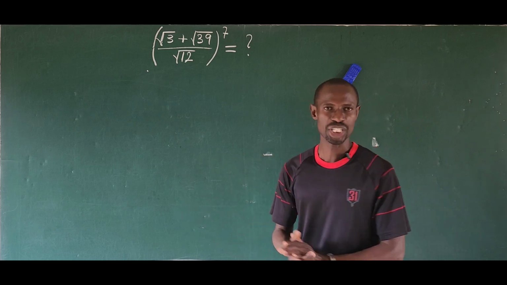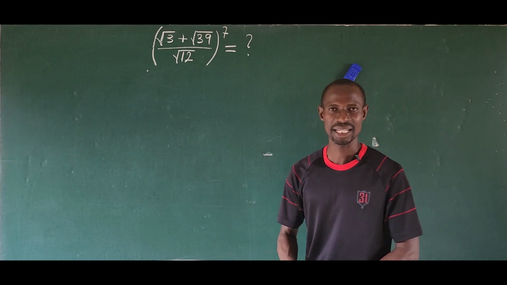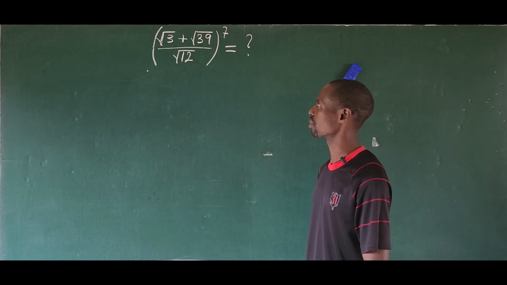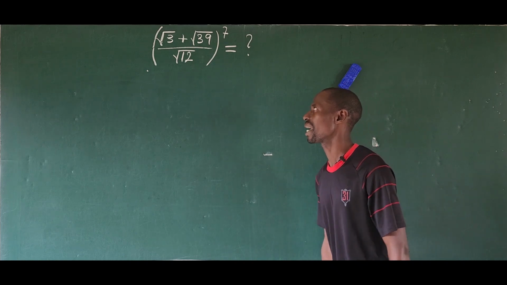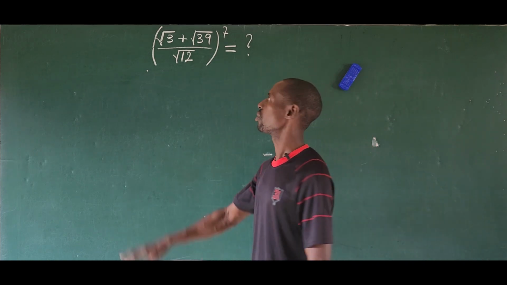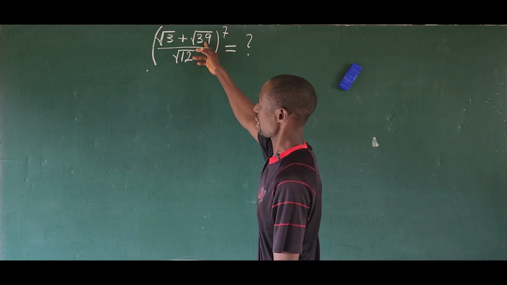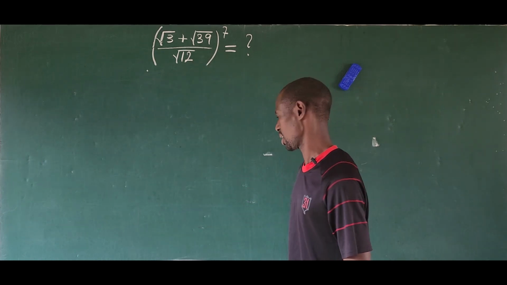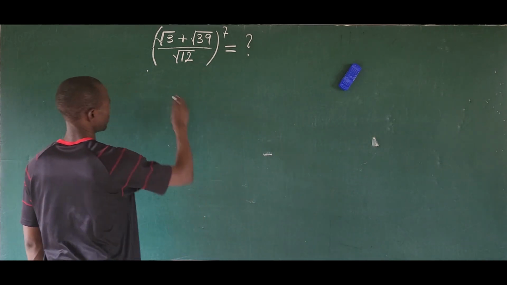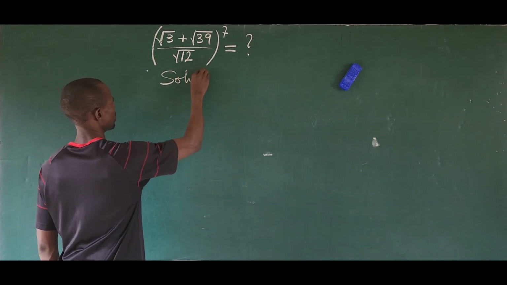The first thing is to check the quantities we have inside the radical. The first one we have is root 3 plus root 39, all over root 12. So can we break this down? Can we simplify this? Yes, we can. So let's take our solution first here.